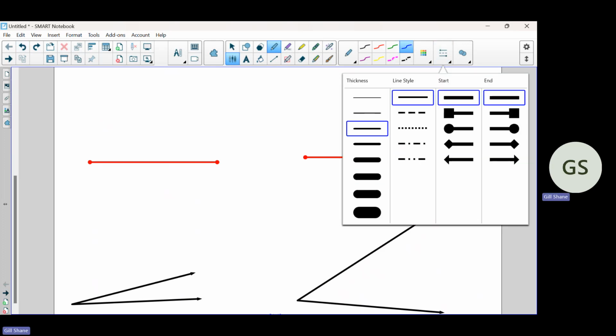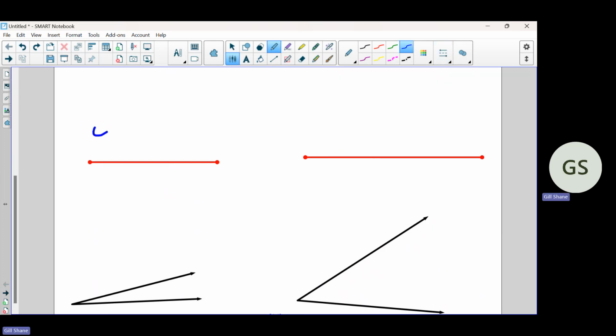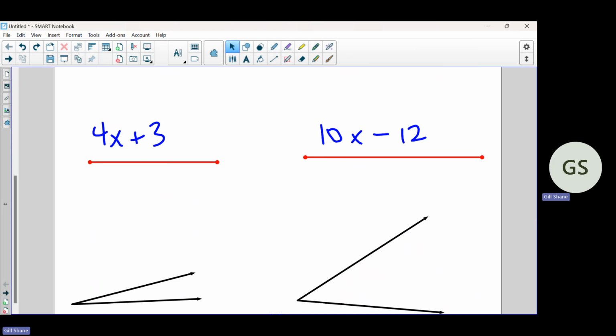This line segment over here is 4x plus 3. And then this line segment over here is 10x subtract 12. Don't freak out and say, well, wait a minute, how in the world could that be possible? And maybe they even tell you the line segments are equal. Maybe something like that. They say, well, you have 2 congruent line segments. Congruent means equal.